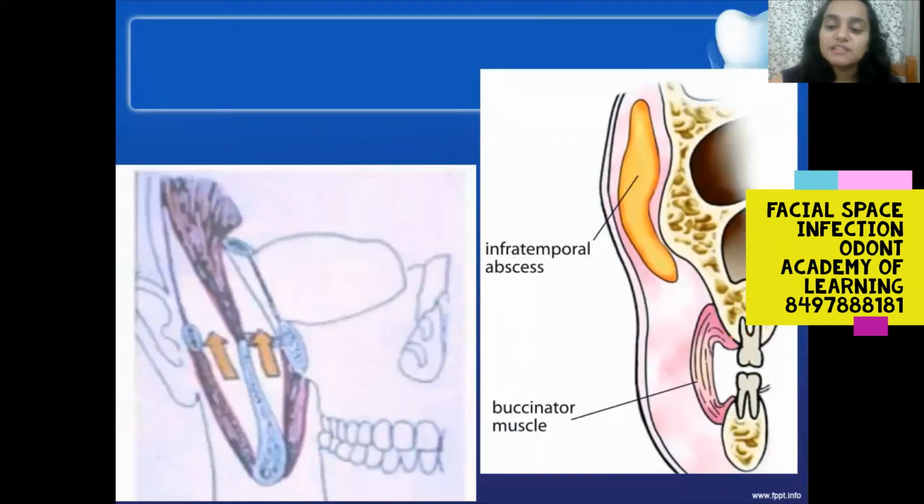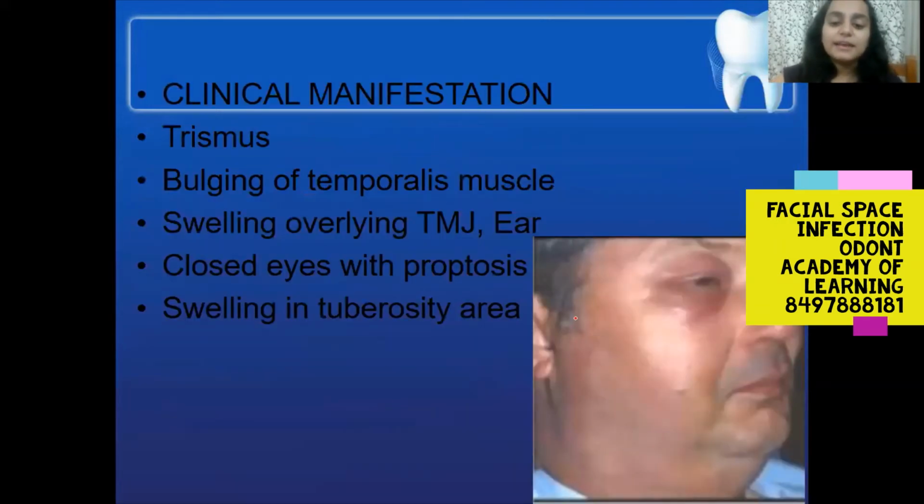Now, from this maxillary molar, first or second molar, it can go and form a buccal space infection, or it can go up. It is in close proximity and involves the infratemporal space, forming an infratemporal abscess. Clinically, now it is in the temporal region, okay?